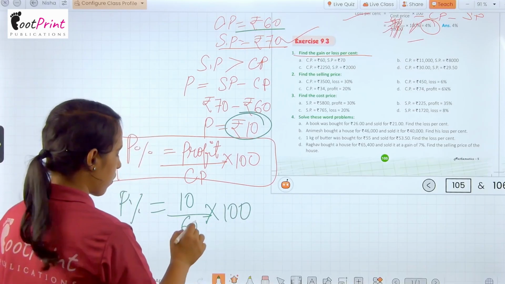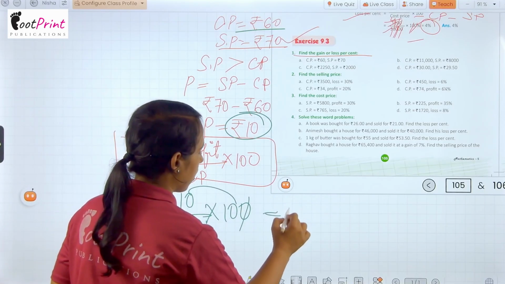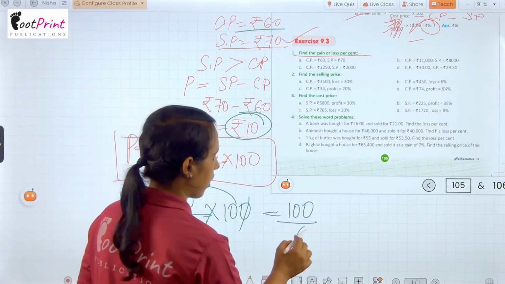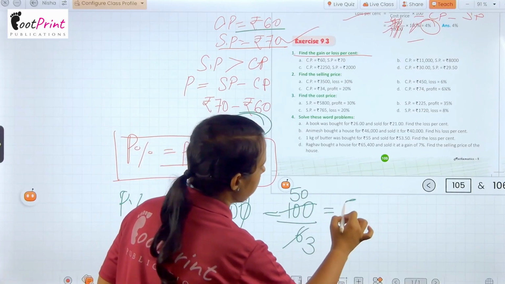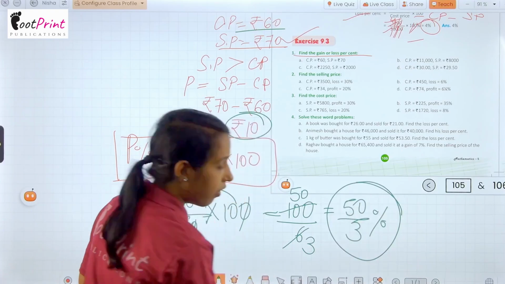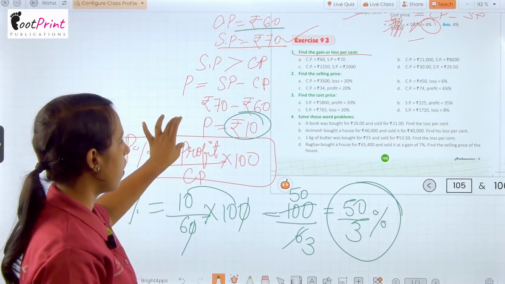Okay, so 0 is cutted by 0. Here we get 100 upon 6%, or you can cut it again. 2 3s are 6, 2 5s are 10, and 0. So here we have 50 upon 3%. Okay, this is our answer. Or you can change this into mixed fraction also. Both are correct.